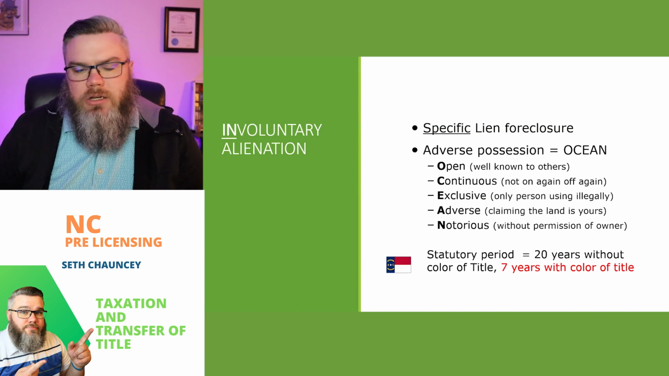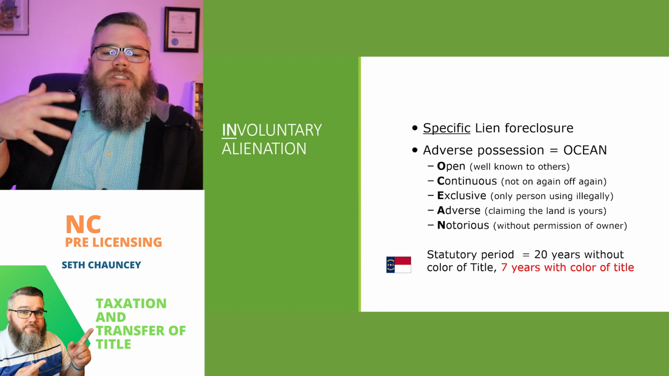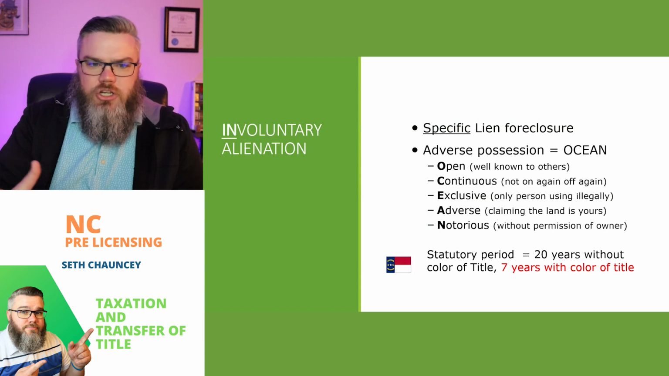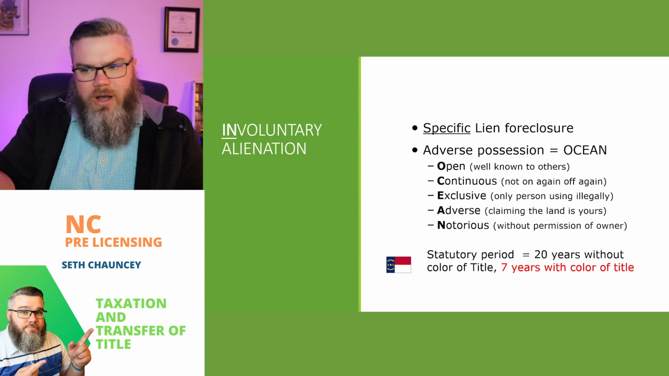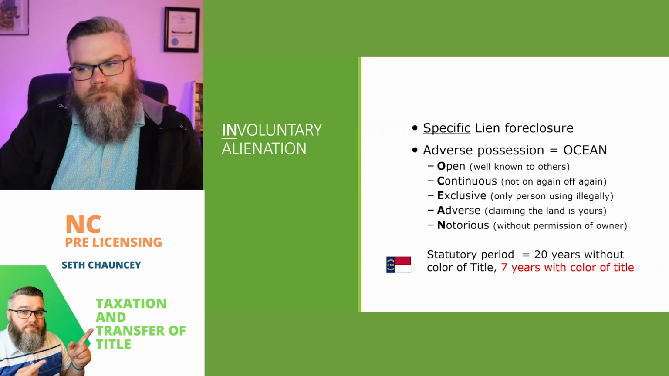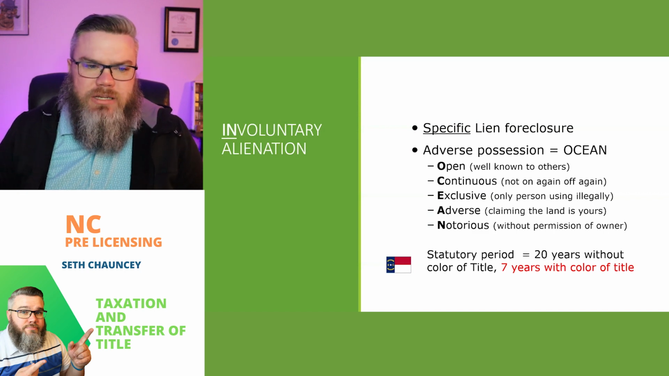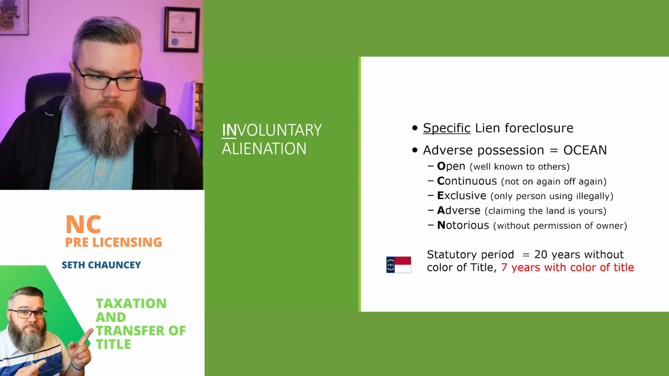I didn't do that. I just paid them for it. And then I bought that too. But that would be color of title. There was some documentation to suggest that you have some type of ownership or relationship to this property. It's only 7 years that you have to meet. But otherwise, it's 20 years. That is adverse possession. It is a type of involuntary alienation. Not a common one, but it is testable.